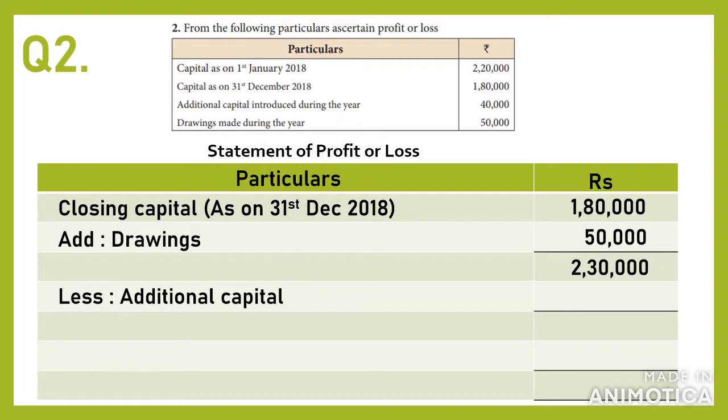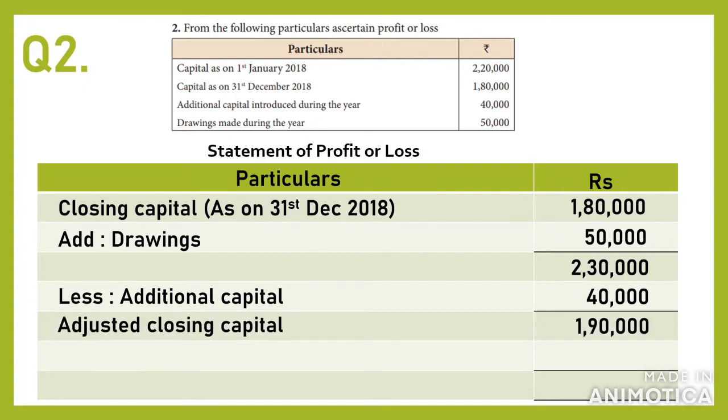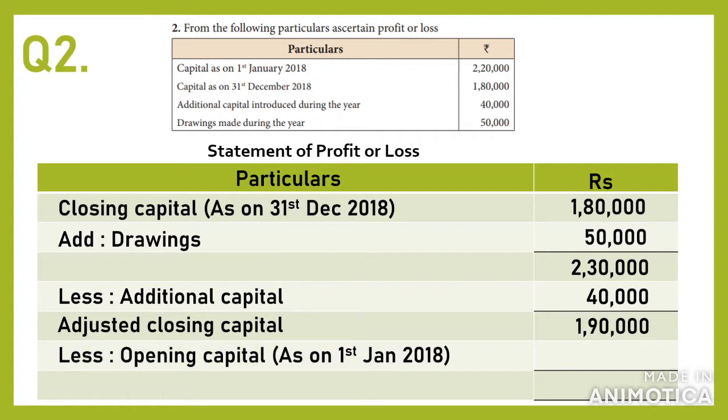So what is the additional capital introduced? It is 40,000. So I deduct 40,000 from 2.3 lakhs. I get adjusted closing capital, which is going to be 1.9 lakhs. Okay, so just keep in mind, the moment you say less additional capital, the next item will be adjusted closing capital. Okay, and now what will be the next item?